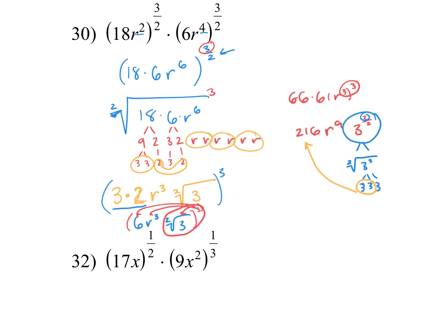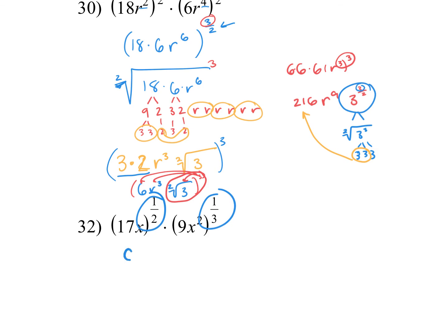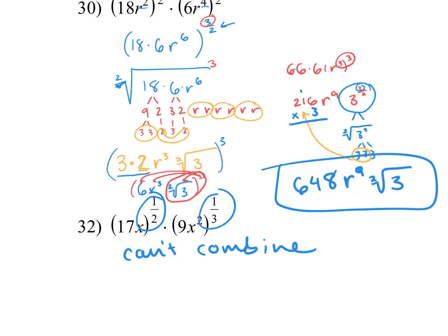What would you do for 32? Multiply the exponents together? Or add? What do you think? Oh, you can't combine. Can't combine because my exponents are different. Can you keep number 30 up? 648 r to the 9th power, and then you still have the square root of 3. So this would be it.